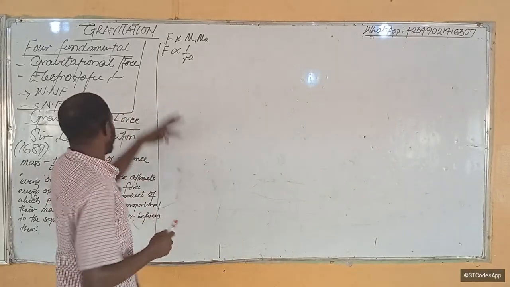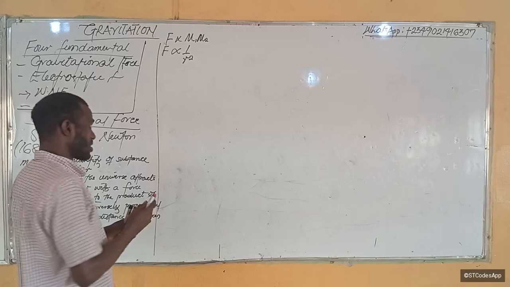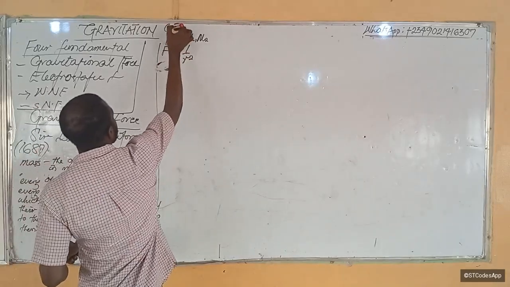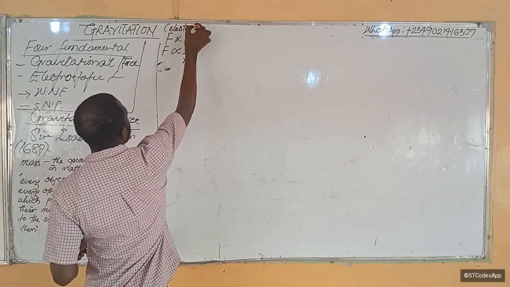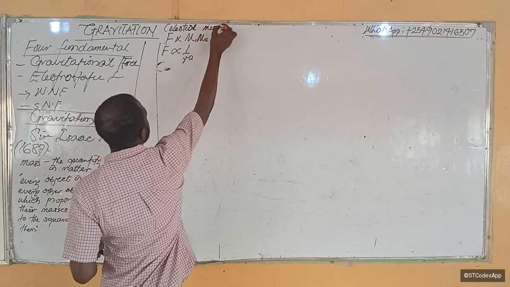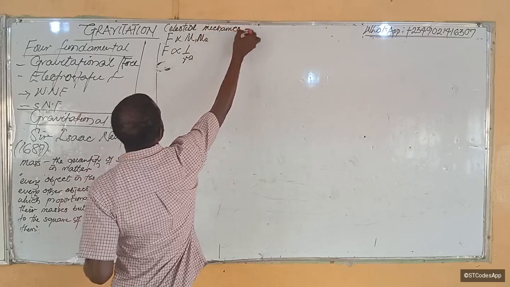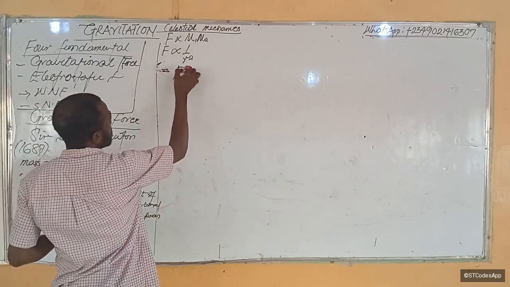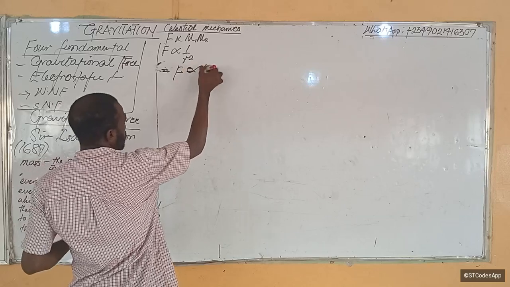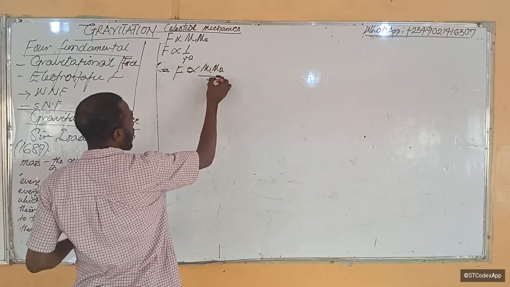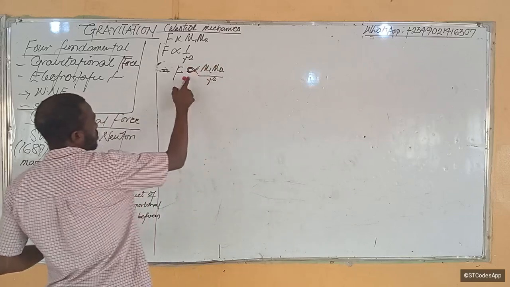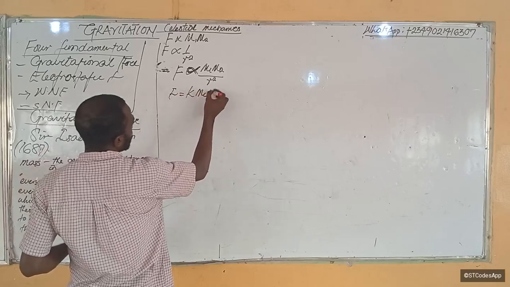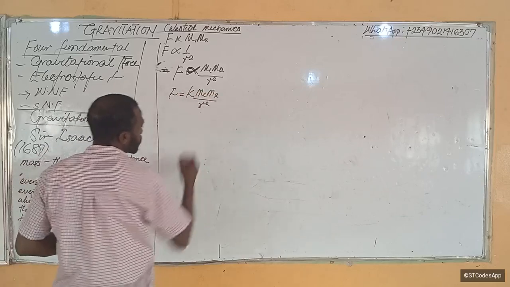And this is the basis of celestial mechanics. Let me put that down. This is the basis of celestial mechanics, okay? Now listen. If we put this together in mathematics, this becomes what? F is directly proportional to M1 M2 over R squared. By the time this changes to an equality sign, we'll put a constant, right? F equal to K M1 M2 over R squared.